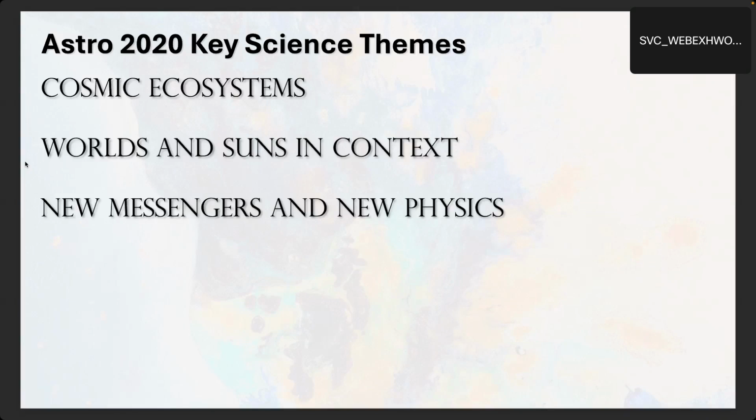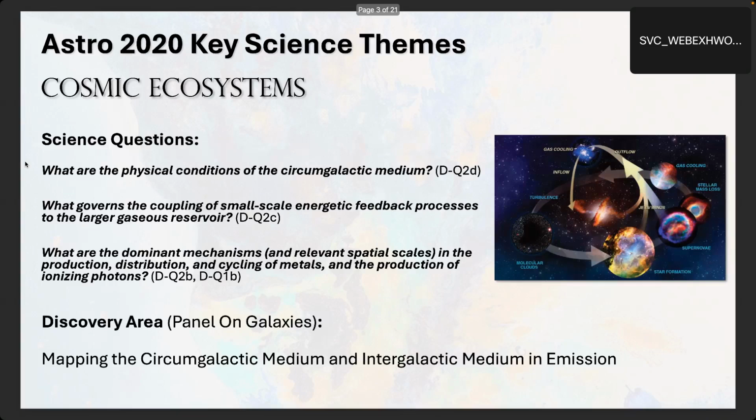Everybody in this room probably knows that of the three themes identified in Astro 2020, how ecosystems has maybe the broadest scope in terms of the kinds of systems it is concerned with. We in particular are interested in questions related to the conditions of the CGM, the coupling of galactic scale processes to the extragalactic gas halo, and the mechanisms that produce and recycle metals and also produce ionizing photons. And we are trying to address these questions by studying the CGM in emission.